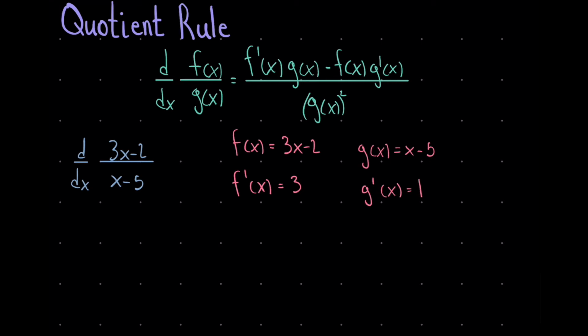And so if we write this out, we get that this is equal to, in the numerator, f prime x times g of x, or 3 times x minus 5, and then minus f of x times g prime x, so f of x, 3x minus 2, times g prime x, 1. And this is all over g of x squared, or x minus 5 squared.